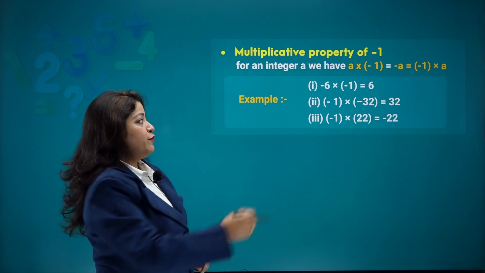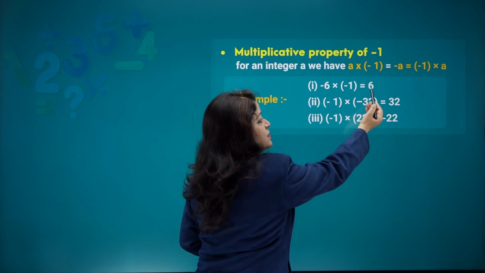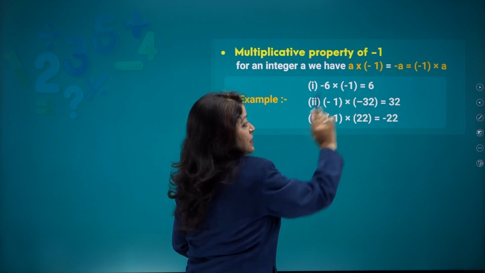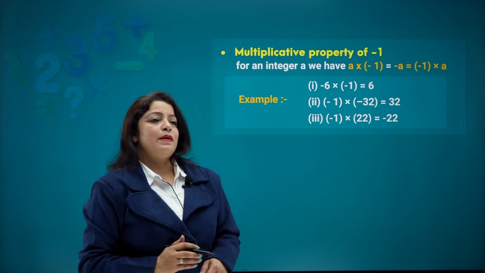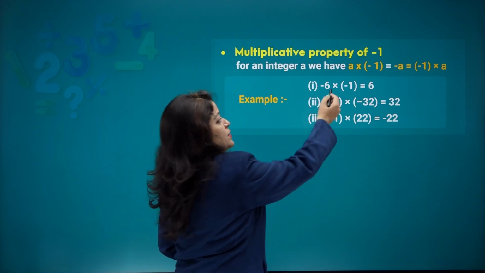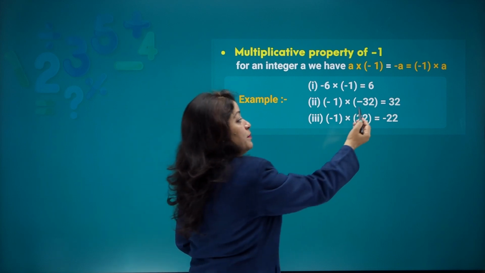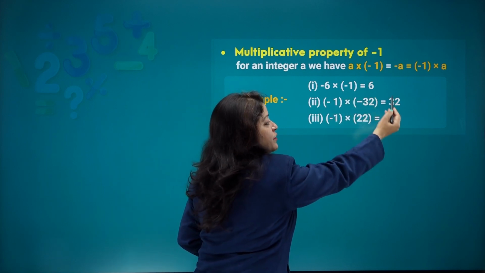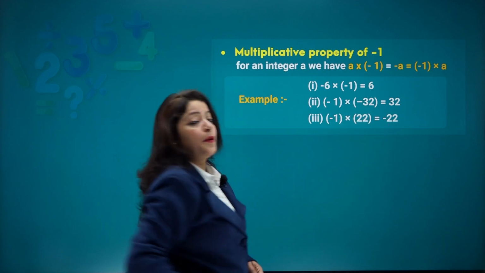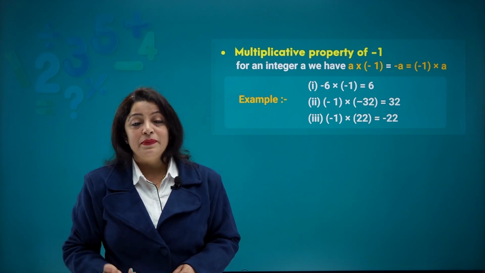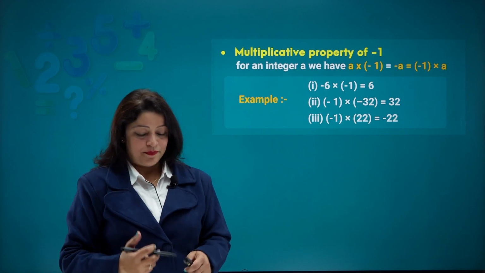For example, if I multiply minus 6 by minus 1, simply I multiply 6 ones are 6 and minus into minus is plus. Whenever the same signs are multiplied, we get the positive sign, always remember. So in simple we can say, since we multiplied minus 6 by minus 1, the result is positive 6. Here I am multiplying minus 32 by minus 1, the result will be positive 32. So here 22 is multiplied by minus 1, the result will be minus 22. So we simply change the sign of the number which is getting multiplied by minus 1.